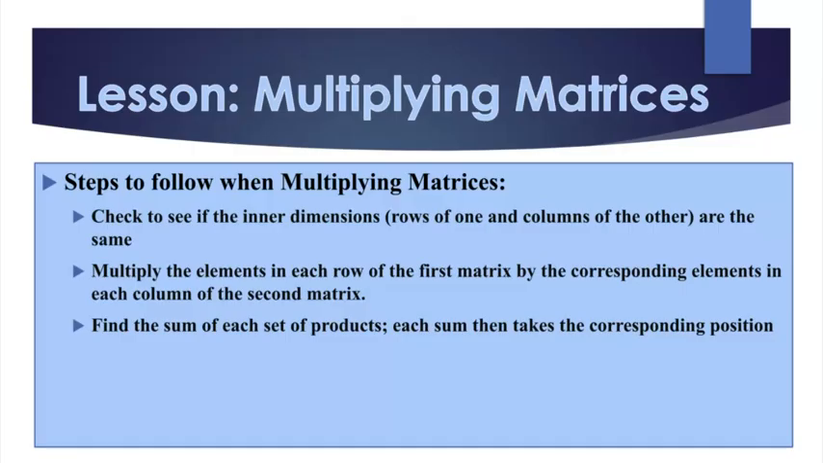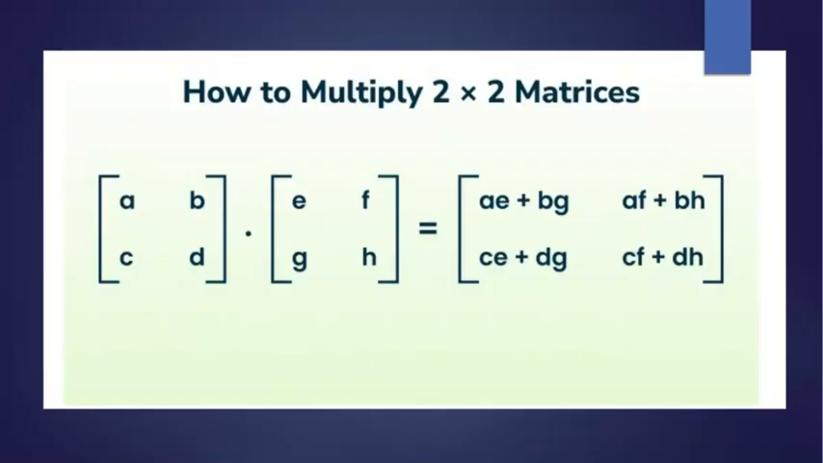Next, when you multiply matrices, so it's not just the scalar, you're actually multiplying a matrix by another matrix. First, you have to check to see if the inner dimensions, like the row of 1, matches up with the column of the other. If they are not the same, then you cannot multiply them. Then you're going to multiply the elements in each row of the first matrix by the corresponding elements in each column of the second matrix. And then you're going to find the sum of each set of products, and each sum will take the corresponding position. So what does that look like?